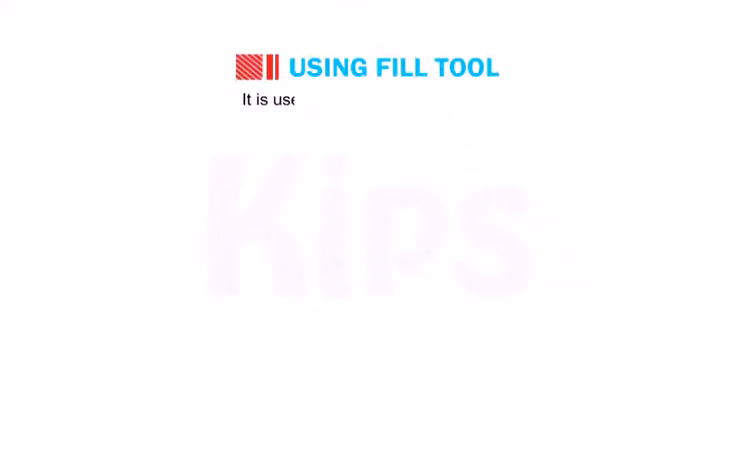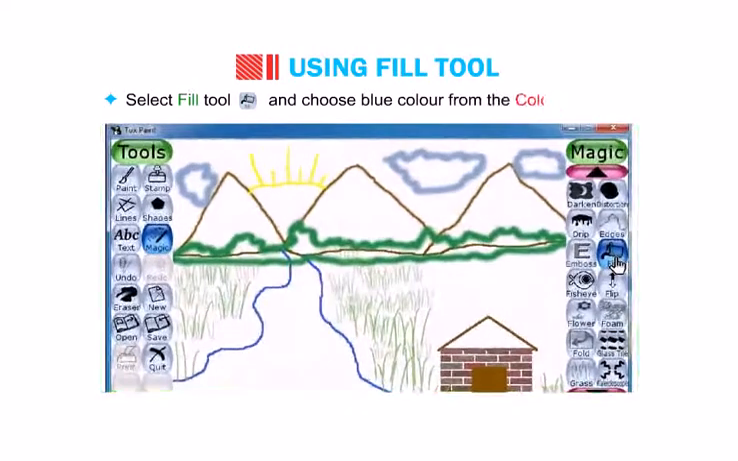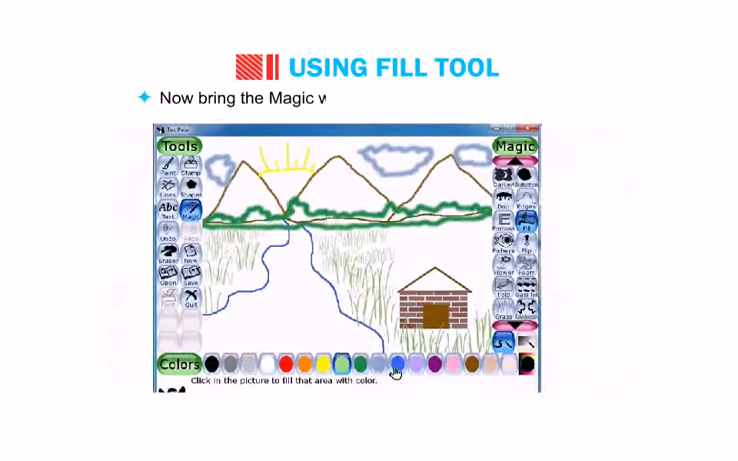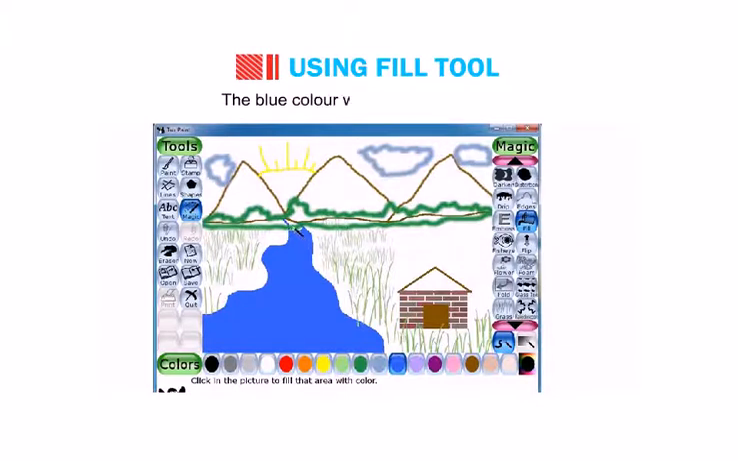Okay, let me now tell you how to use the fill tool. It is used to fill color in an object. The magic tool is already selected. Select fill tool and choose blue color from the colors palette. Now bring the magic wand over the river and click on it. The blue color will be filled in the river.